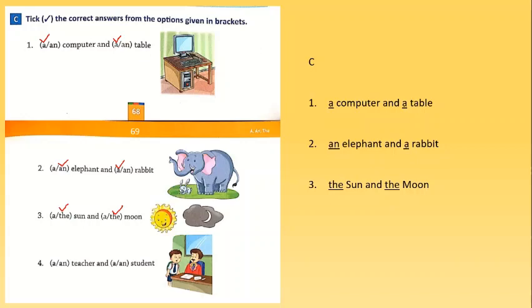Last one, number 4. In the picture, we see teacher and student. Now let's pick the correct article that goes with teacher and student. Will it be a teacher or an teacher? That's right, a teacher, because T is not a vowel. And a student or an student, again it will be a student. So, a teacher and a student.